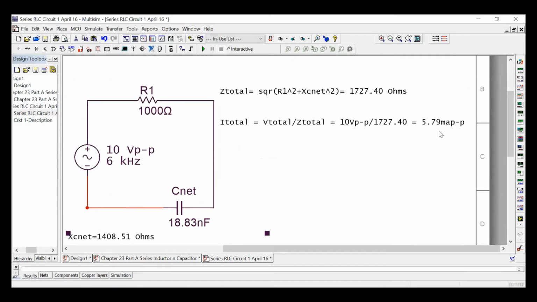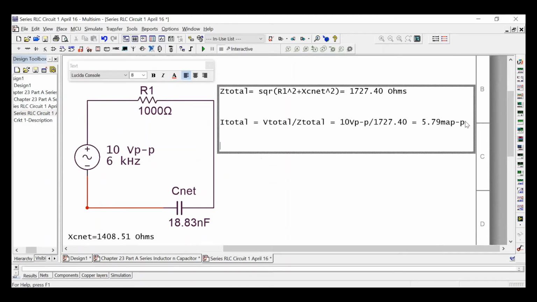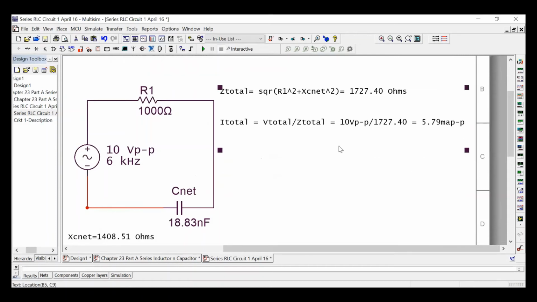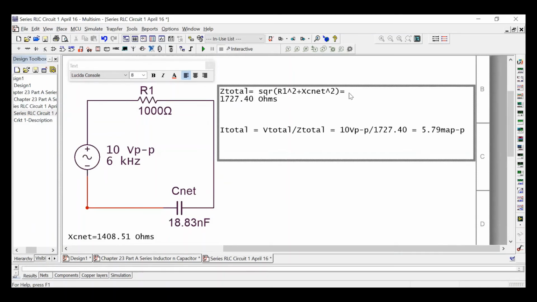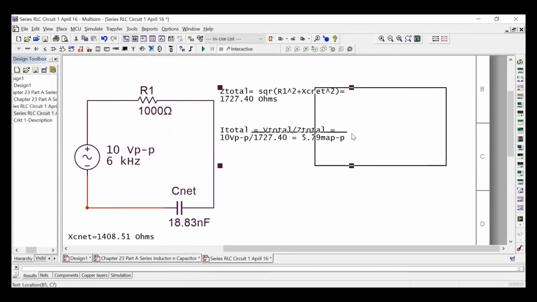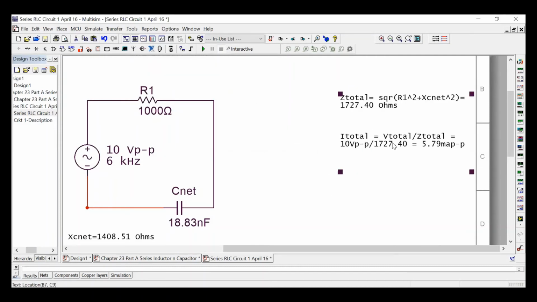All right, any questions so far? Nope. All right, C total. Let's solve for, we don't really need to solve for C net, the voltage across C net. What we're going to do is bring this back. You'll see what I'm doing here in a second. What we're going to do is bring this total current.